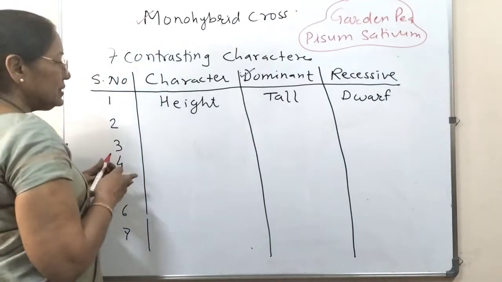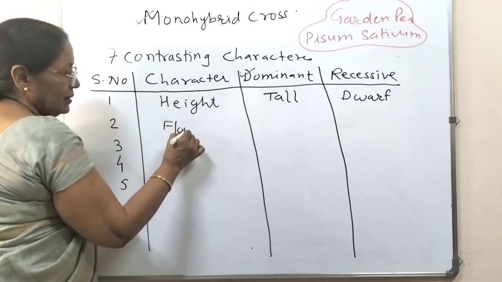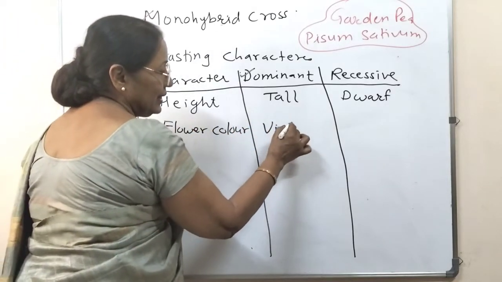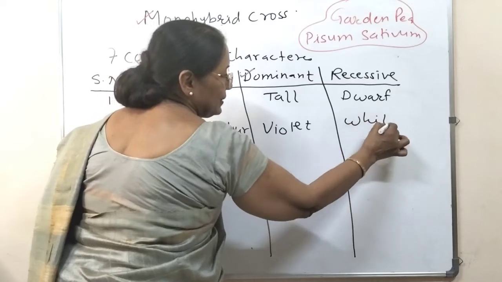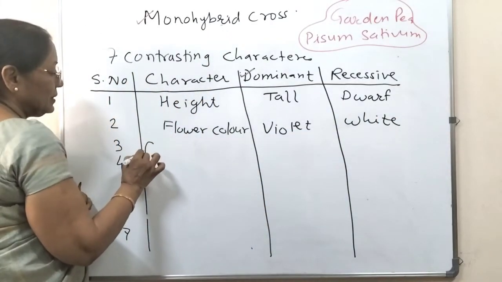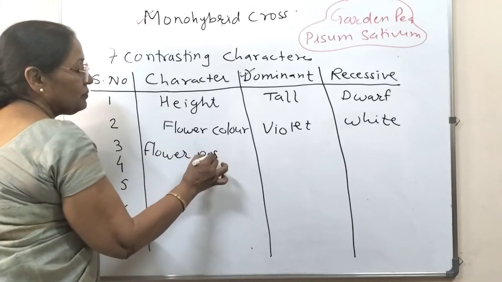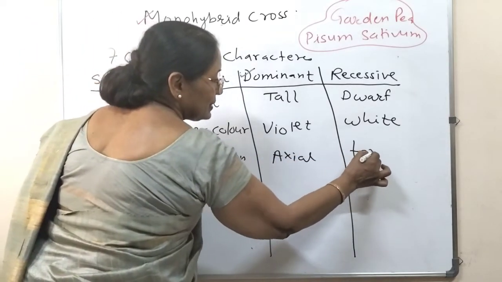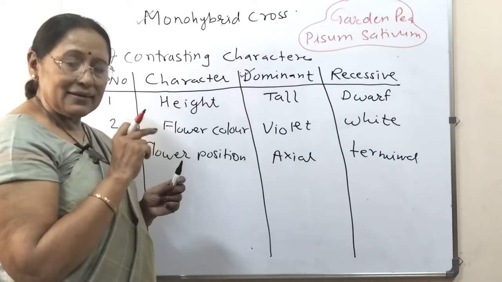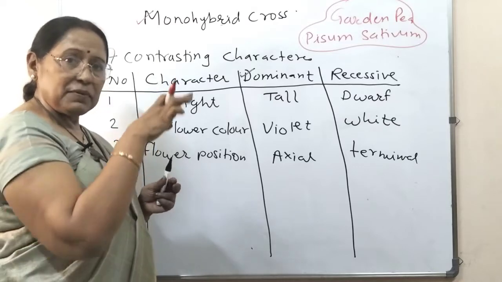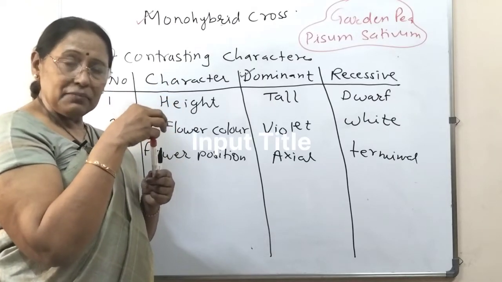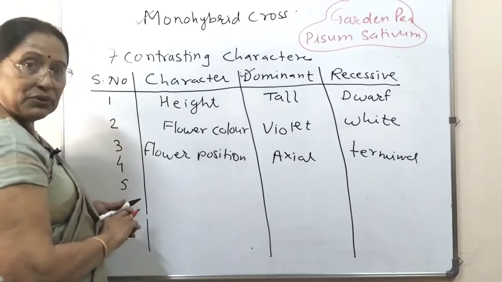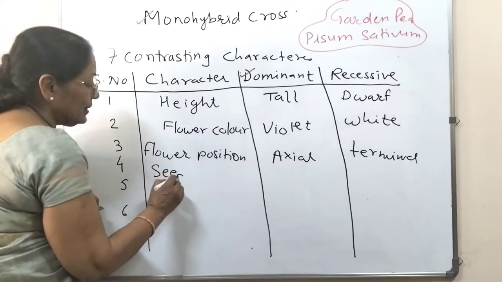Fine. Next is flower. Flower color. It has two types of flower, either violet, violet is the dominant one, or white. Fine. Flower का और एक character, flower position. Flower position, it is dominant is axial and recessive is terminal. What is axial and terminal? You remember na? The flower which is present at the terminal position, that is called terminal, and the one which is present at the axis, axial. So axial is dominant.